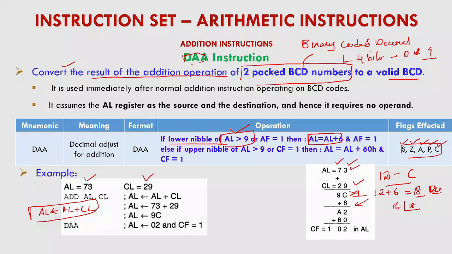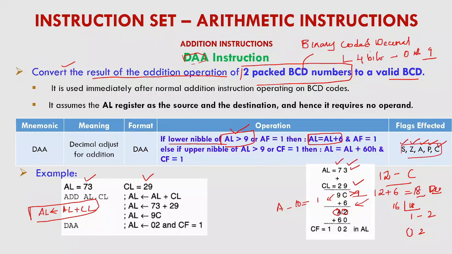So you divide by 16. What do you get? You get 1 and remainder 2. When converting to hexadecimal, the remainder is the least significant digit, so I write 2 here and 1 here. So 9 plus 1 gives 10, which is represented by A.